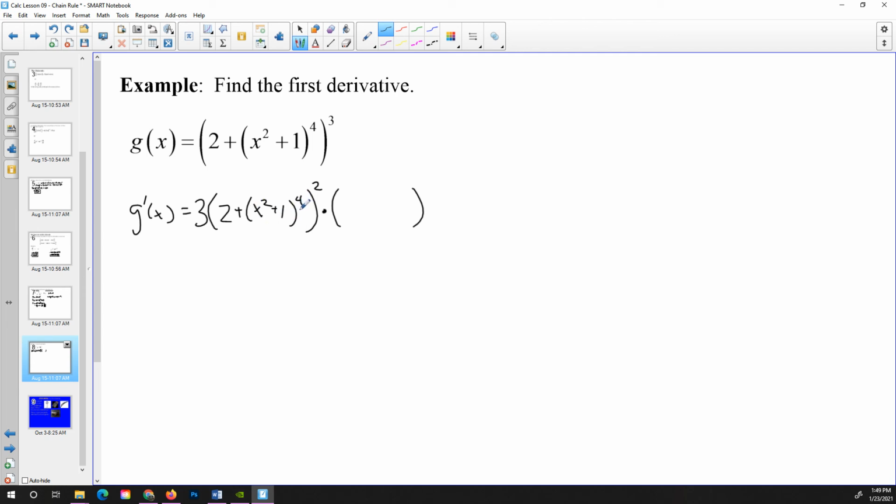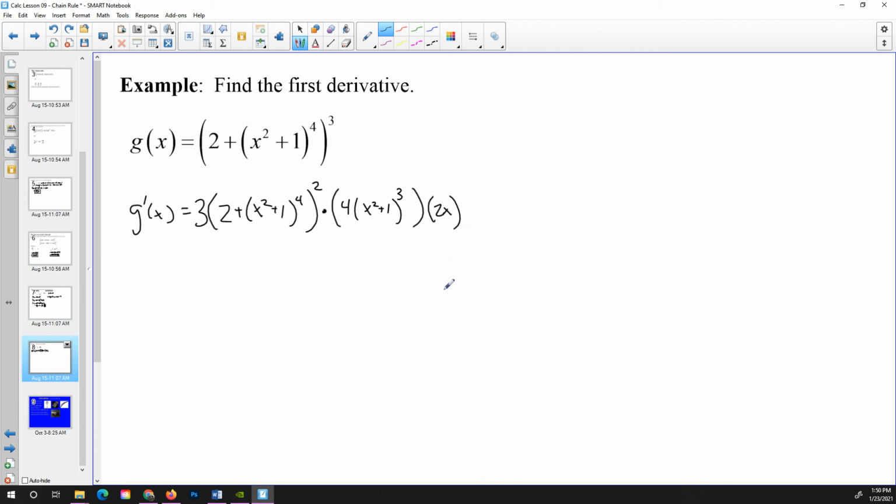Again, I'm going to apply the general power rule and write that as 4 times x squared plus 1 now to the third power. And then I have to multiply that by the derivative of what's inside. So the derivative of x squared plus 1 is just 2x.